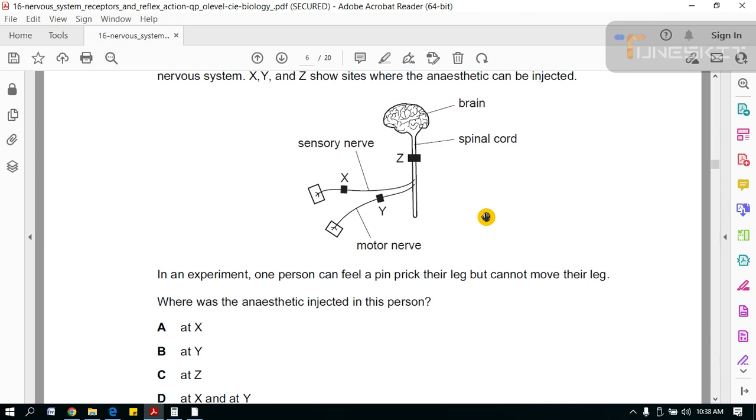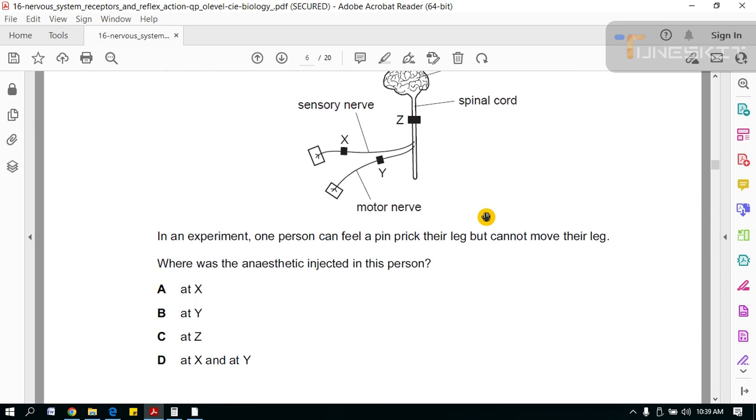So what do you think? Where is it? The person can feel pain. It means the sensory neuron is not blocked, right? But he cannot move the leg. It means the motor neuron is not functioning. So if the motor neuron is not functioning, it means that anesthesia is given to the site that is the motor nerve, that is Y. So option B is correct here.